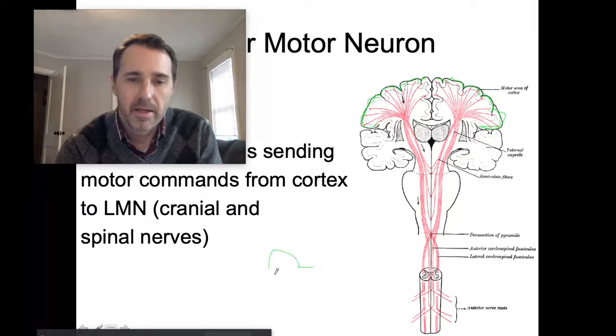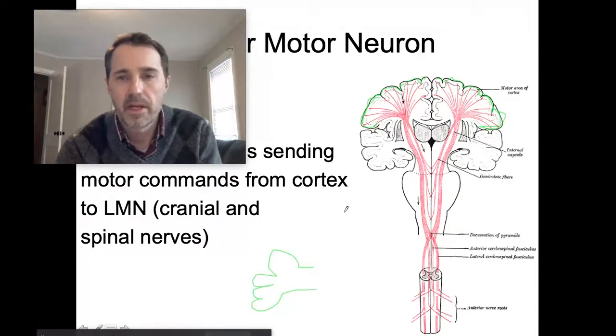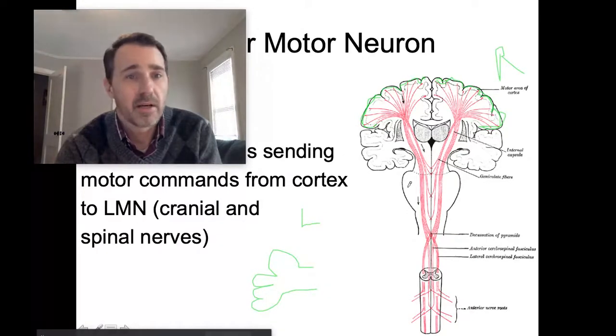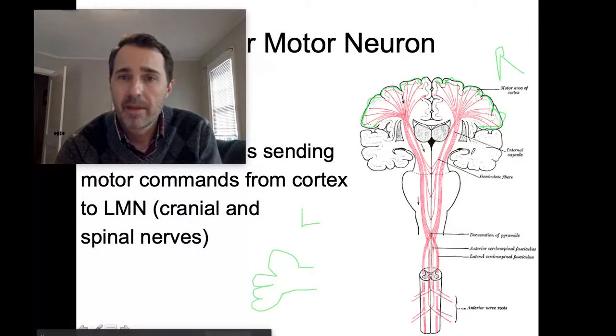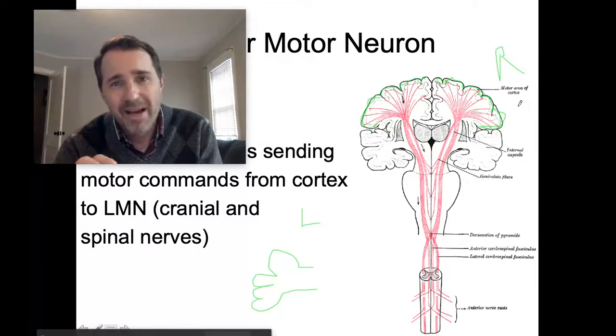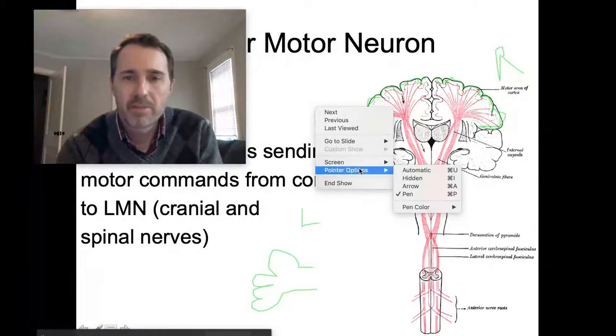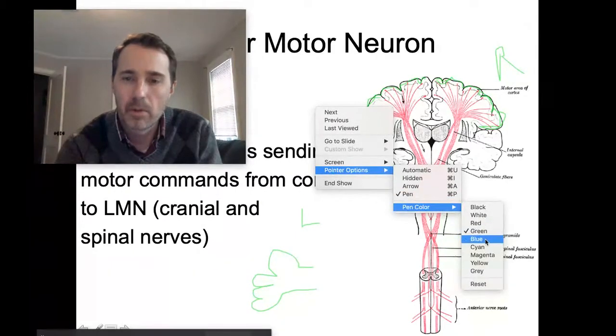And here's my hand down here. It's a Charlie Brown hand. It's going to have to do for now. So this motor plan that I have just made up here in the right side of my brain has to get down to the left side of my body. The efferent pathway that the motor plan is transmitted down along is referred to as the upper motor neuron.